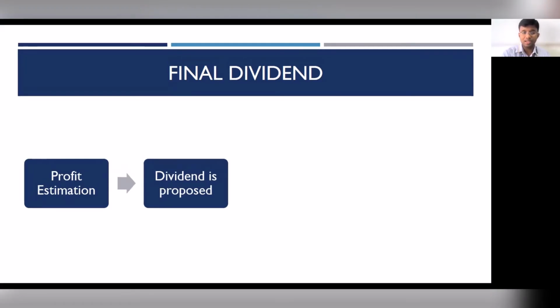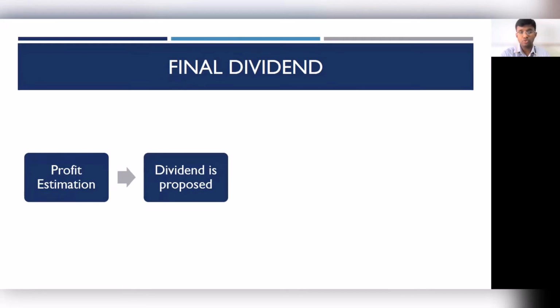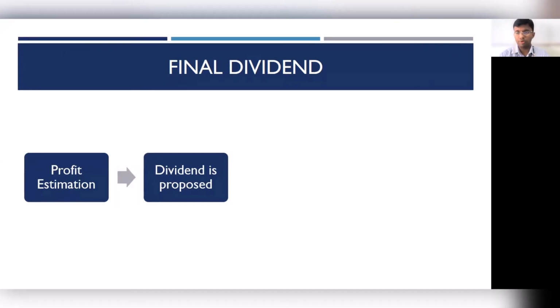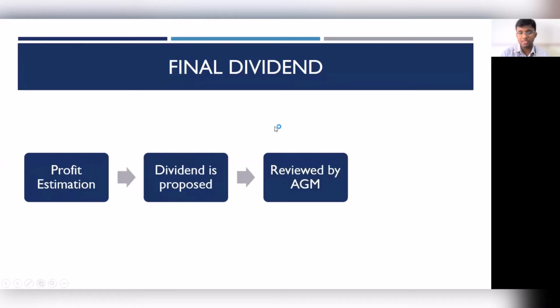It is very important for the company to know how much profit they have actually made. Without knowing the profit, they cannot go about declaring the dividend. So the first thing is that they must know how much profit the company has made, and this profit estimation can be done with the preparation of final accounts. So depending on the profit, the management would propose the dividend amount. Next thing you have to remember is this decision will be tabled before the AGM.